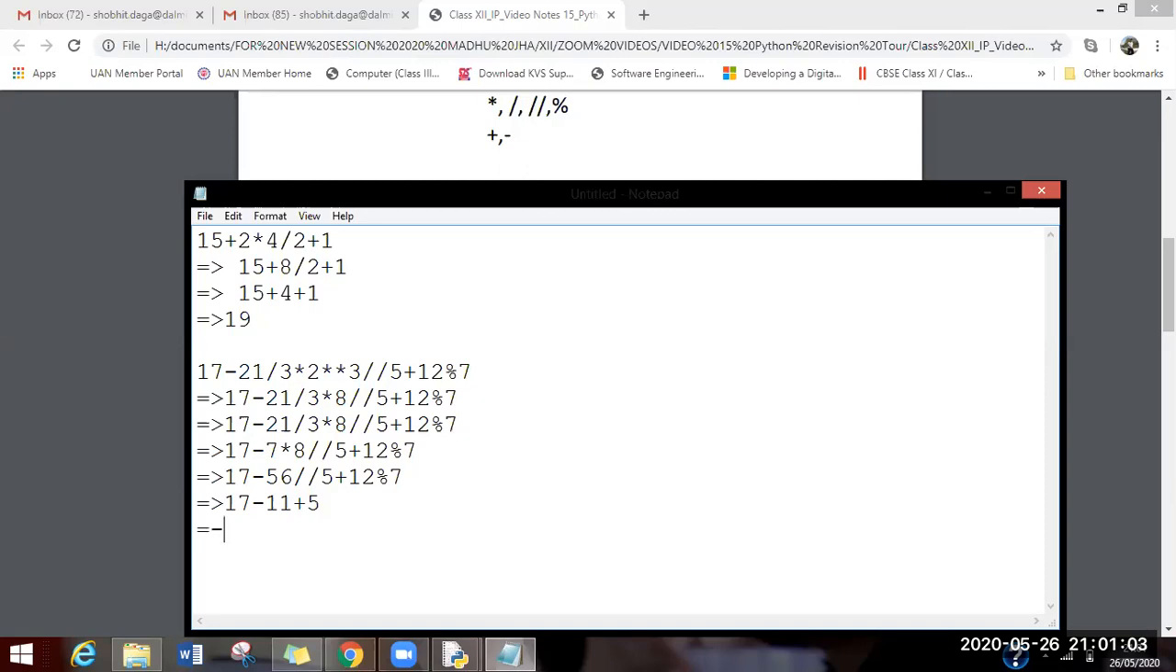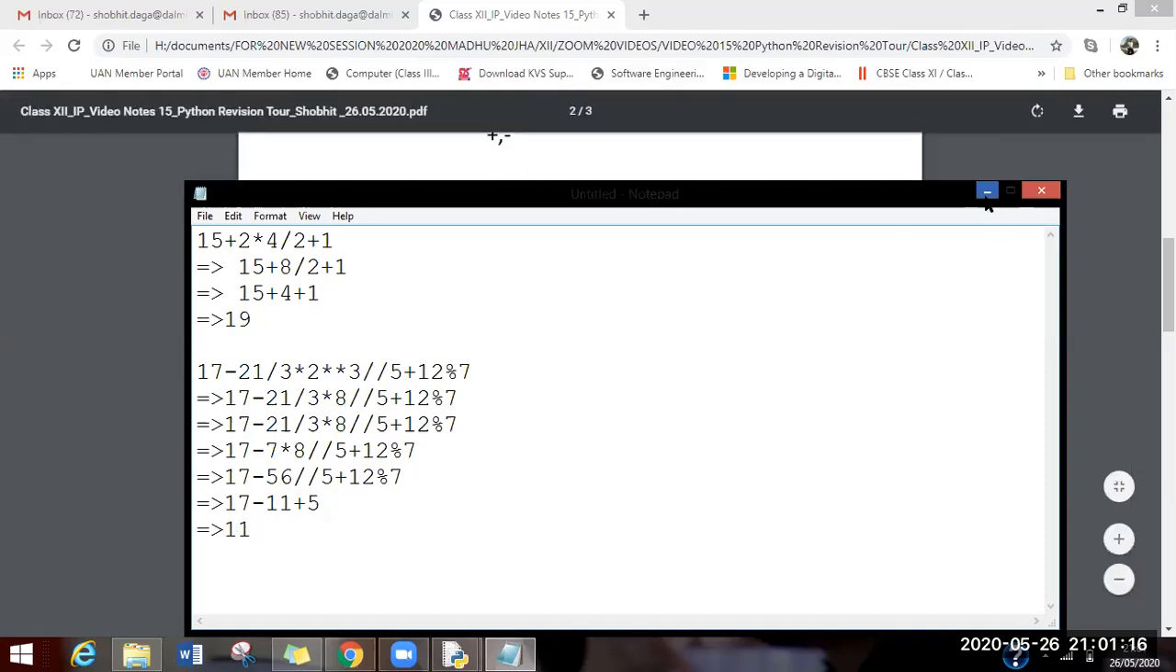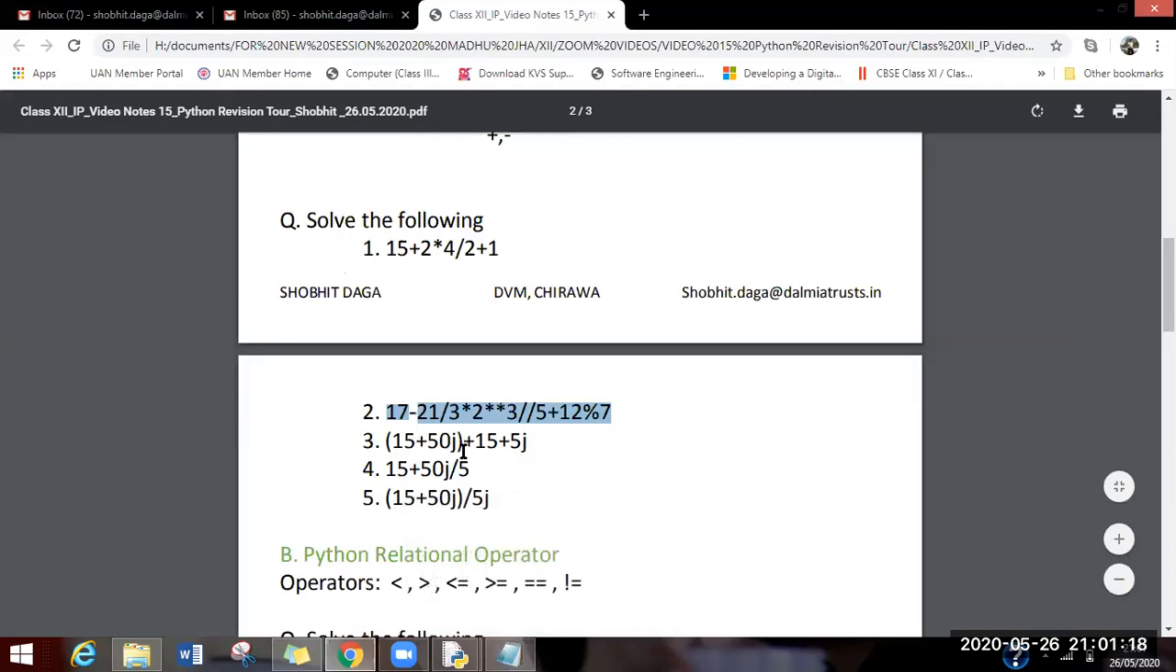On processing this, you will have 17 plus 5, which will give you 22, minus 11 is 11. So this will be the answer. I hope you guys can figure these out very easily.